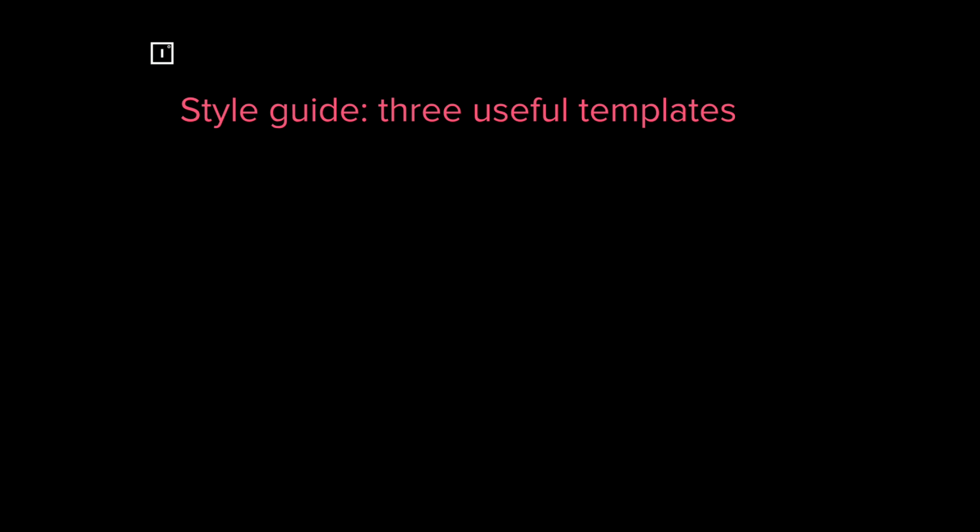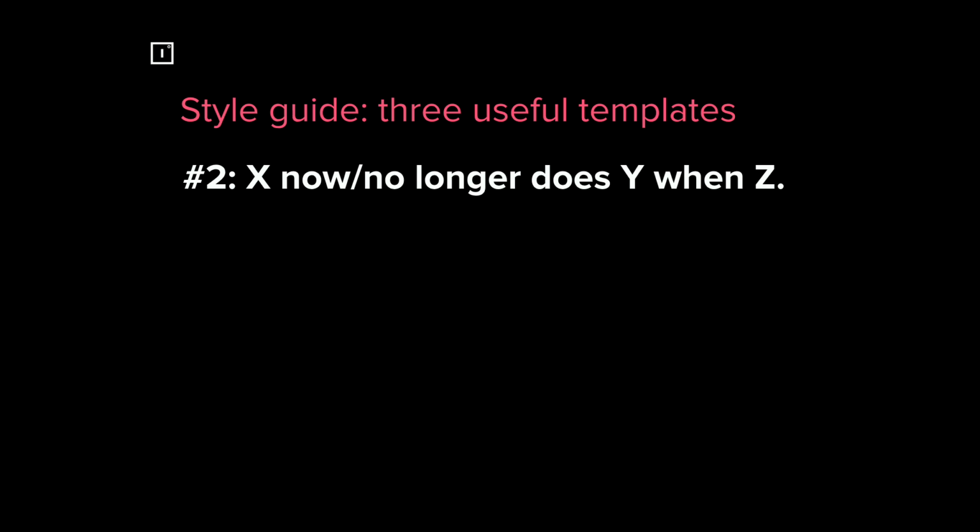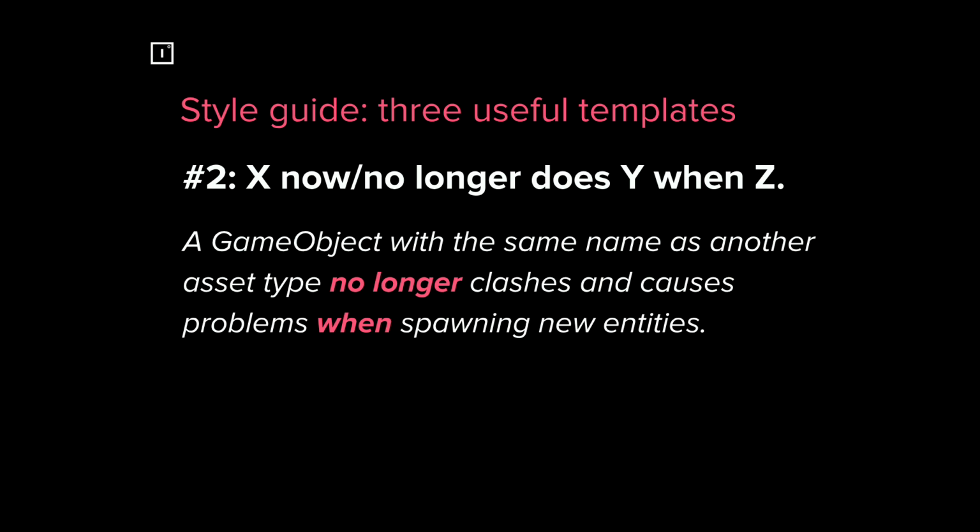So the second one, a little bit more complicated. X now or no longer does Y when Z. So for this one, I think now and no longer are really good anchor words to help you focus on what the situation is presently rather than what it was in the past. And the bit at the end, when Z, that's there to make you focus on the context. So does this only happen in certain circumstances, or is it universal to the whole product?